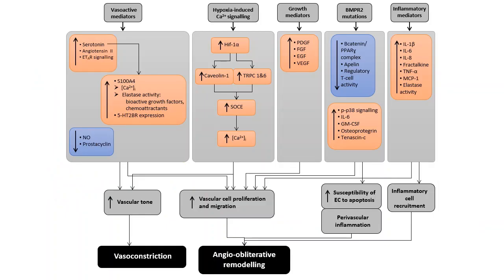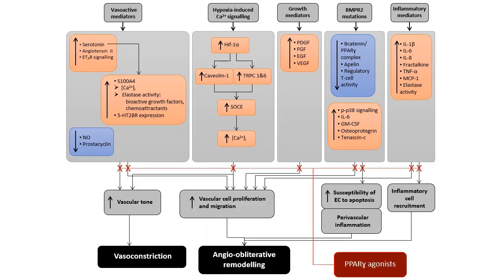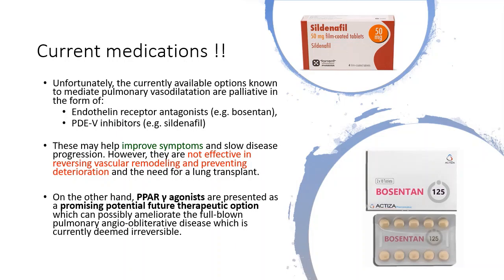Thus, it looks like PPARɣ activation can tackle every single abnormal molecular pathway involved in PAH development, and it does so simultaneously. Unfortunately, the currently available medications which are known to mediate pulmonary vasodilatation are palliative, in that they can only improve symptoms and slow down disease progression, but they are ineffective in reversing the vascular remodeling and preventing the deterioration and the need for a lung transplantation in the long-standing disease.